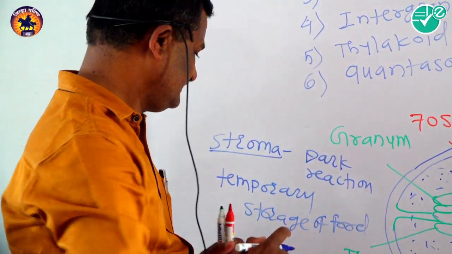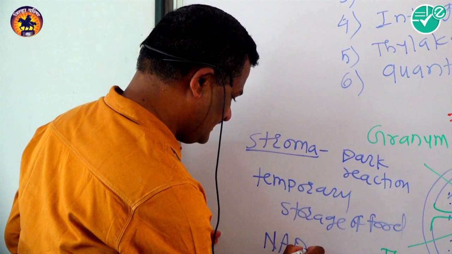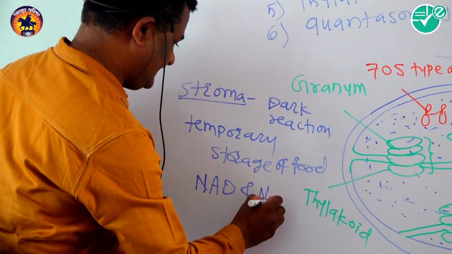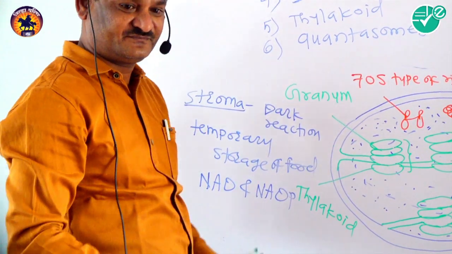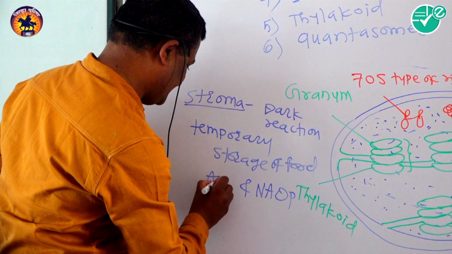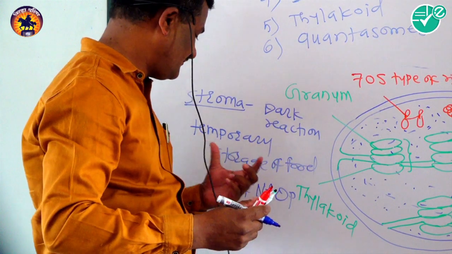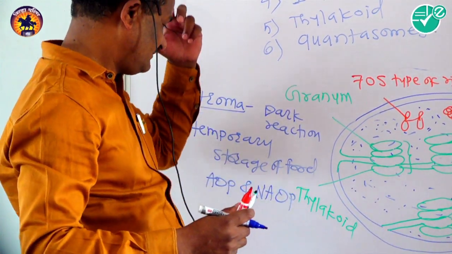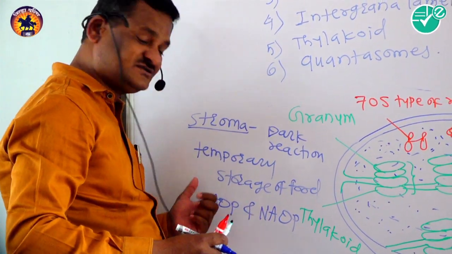In the stroma, NAD and NADP are formed. It is the site of formation of ADP and NADP by using the ATP and NADPH2. Those are the main functions of stroma.